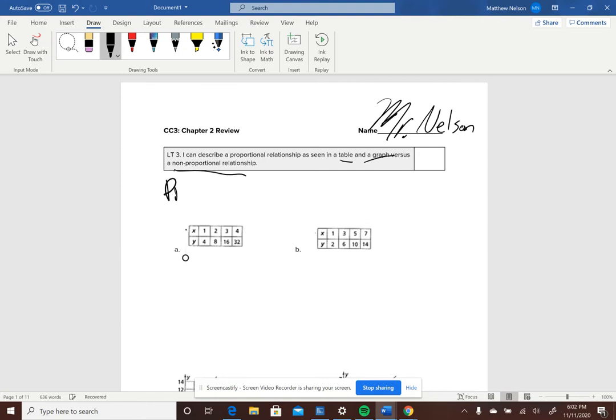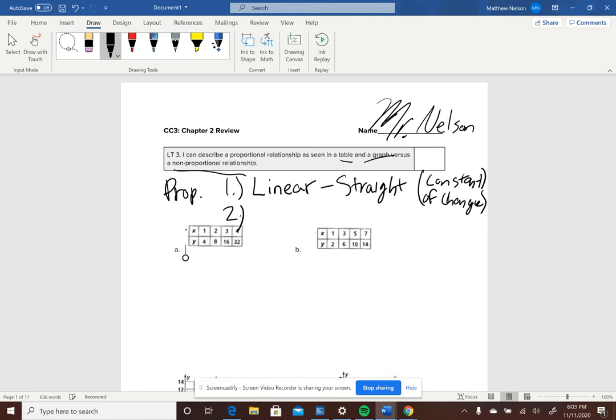And so I remember with proportional relationships, it needs to have two parts to it. If it's a graph, it has to have a linear line or a straight line. And that's going to be our constant rate of change, meaning that our x goes up by the same and our y goes up by a steady amount as well. And then the second part of it is going to be, does the line pass through the origin? Remember, that's going to be passing through the point 0, 0.